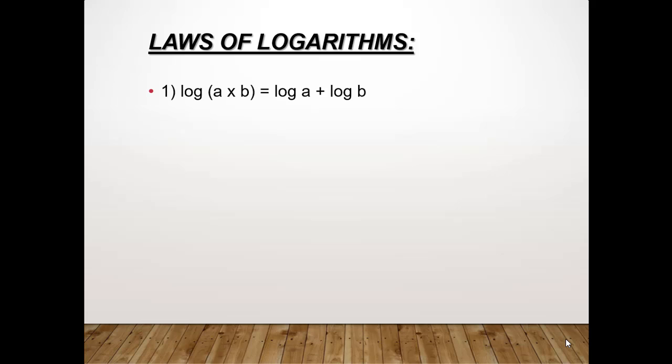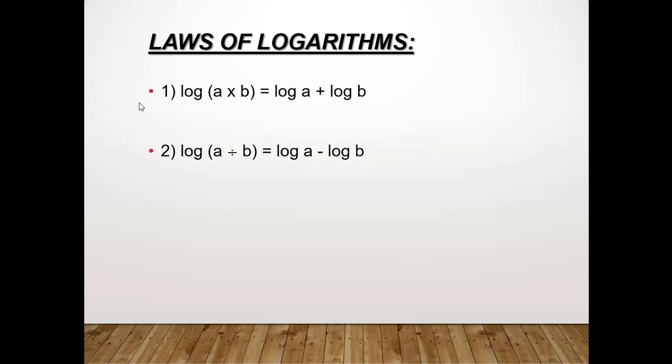The first law of logarithm states that whenever we are going to find out the log of any two values that are multiplying with each other, we have to find out the log of both the values individually, number one, and number two, we have to put the addition sign or the plus sign between them due to this multiplication sign. This is the first law of logarithm.